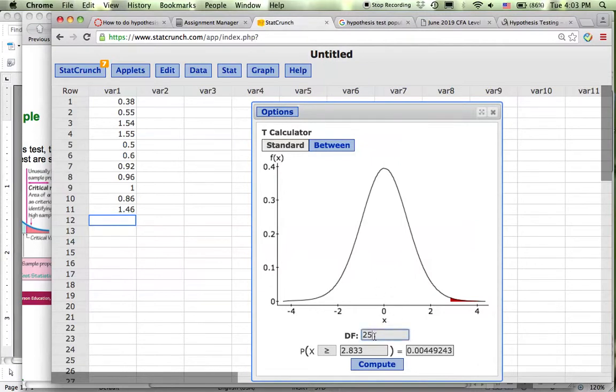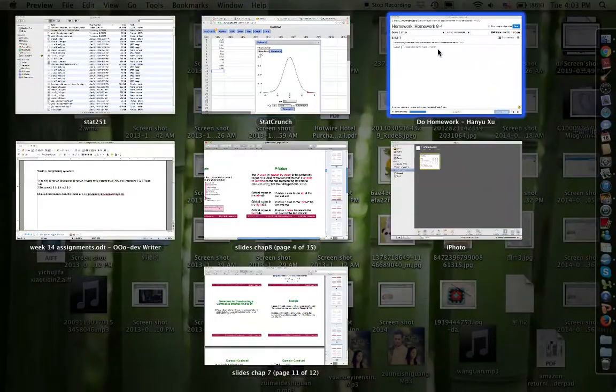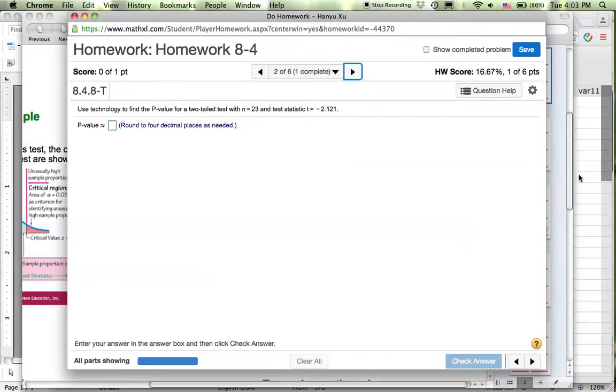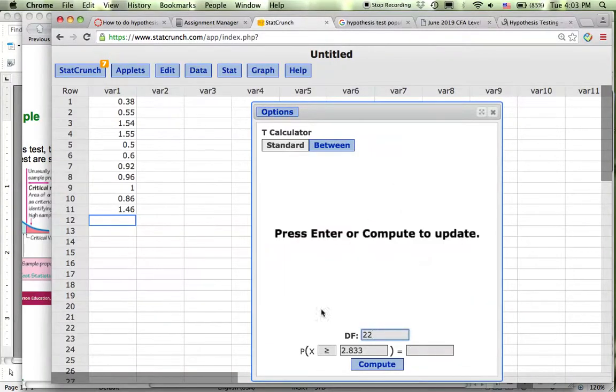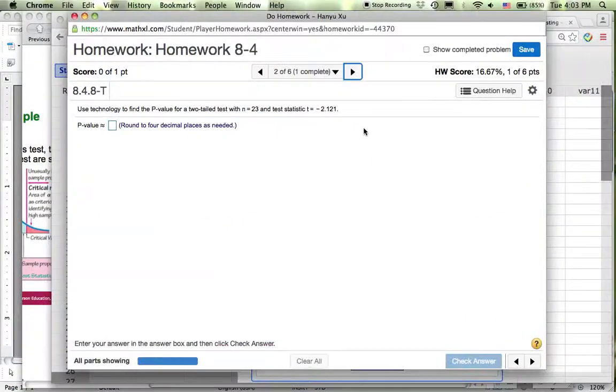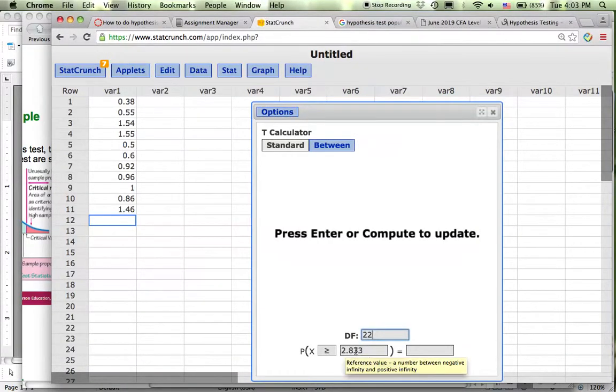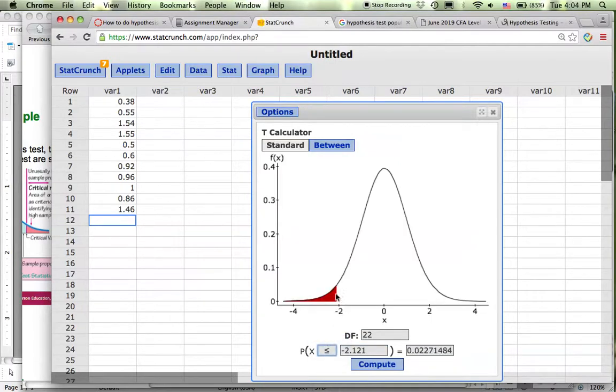The degrees of freedom will be 23 minus 1, so 22. And you want your test statistic to be negative 2.121. You should know that if the value is more extreme, it should be a more negative value, so that should be less than or equal to. This will correspond to the area to the left, and you want to double this number, so you need to multiply that by 2.